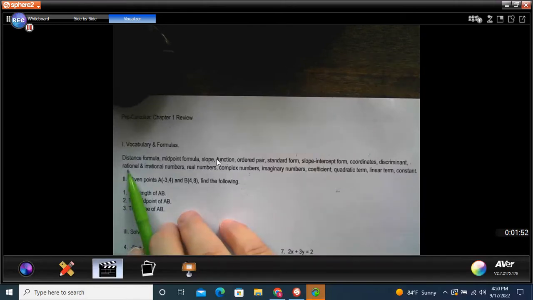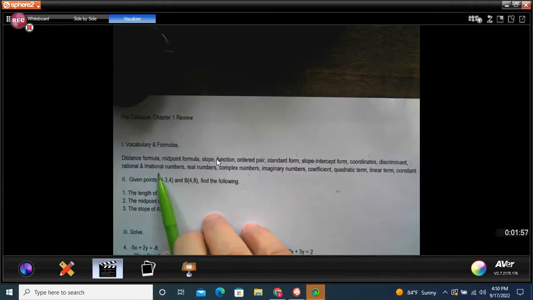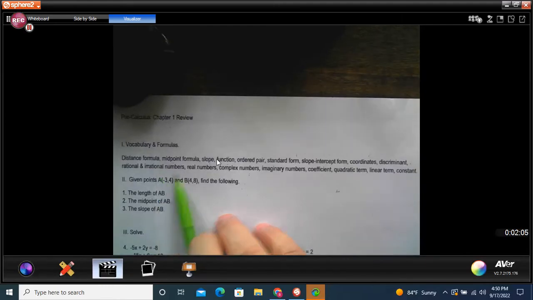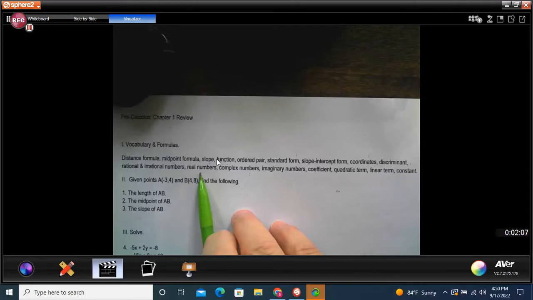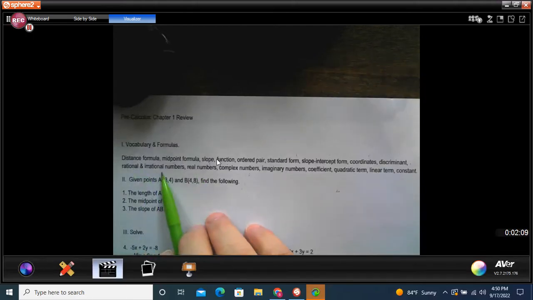Coordinates of the point, that's what we call, like if it's (2, 3). The discriminant is the part of the quadratic formula that's under the radical, b squared minus 4ac. Rational numbers are numbers that I can write as fractions or ratios. Irrational numbers are numbers that I cannot write as a fraction, like the square root of 2 or pi or something along those lines. The real numbers encompass both rational and irrational numbers.